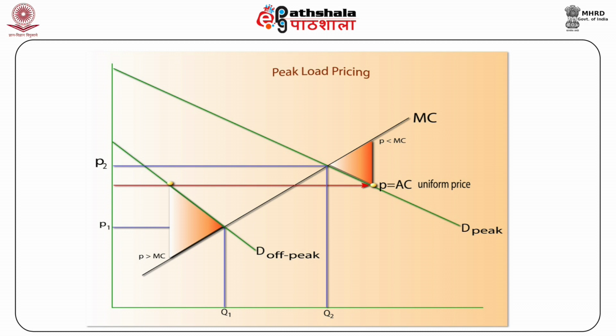Price discrimination can be successfully implemented only if certain conditions are met, which are as follows. The first condition is that the price discrimination is possible only if the producer possesses some degree of monopoly power and has a downward sloping demand curve. Without monopoly power, the producer would be unable to charge different prices from different consumers.